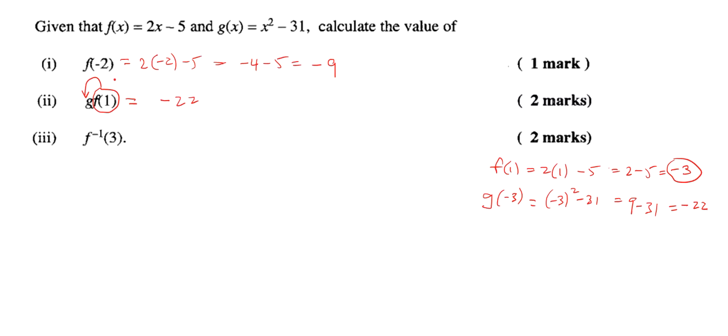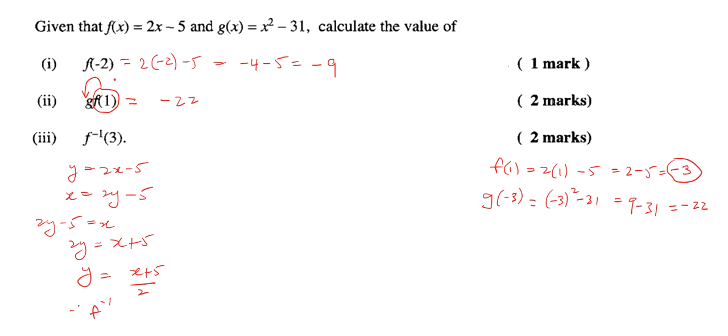And then this last part, they want to find f inverse of 3. So we should find the inverse function first. So we let y equal 2x minus 5. Then we interchange x and y. So we get x is equal to 2y minus 5. So we can write that as 2y minus 5 is equal to x. So 2y is equal to x plus 5. So y is equal to x plus 5 over 2. So therefore f inverse of x is equal to x plus 5 over 2.